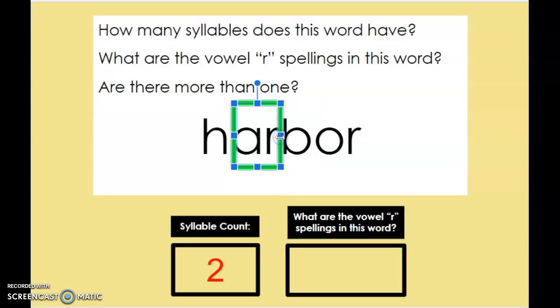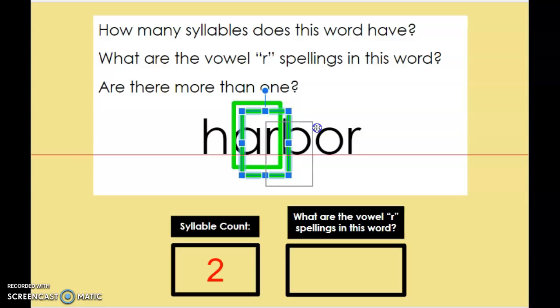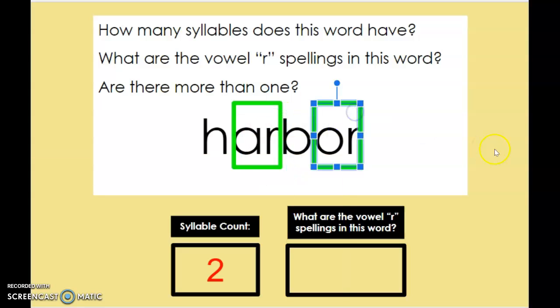A-R, har, that's in the first syllable. Bor, harbor, or, O-R, harbor. I see 2 vowel R spellings in this word. I see A-R and O-R. Let's make that a lowercase a. R and or. Very good. Our next example.